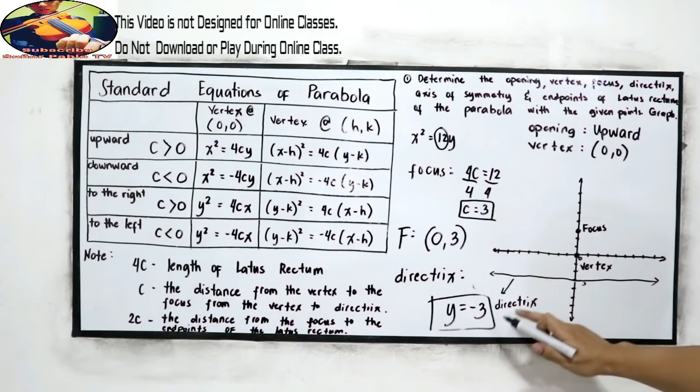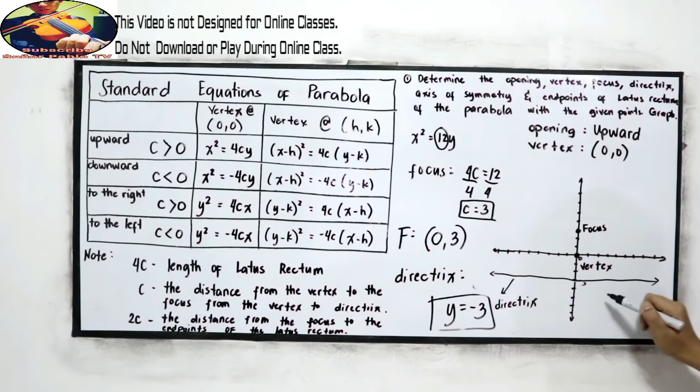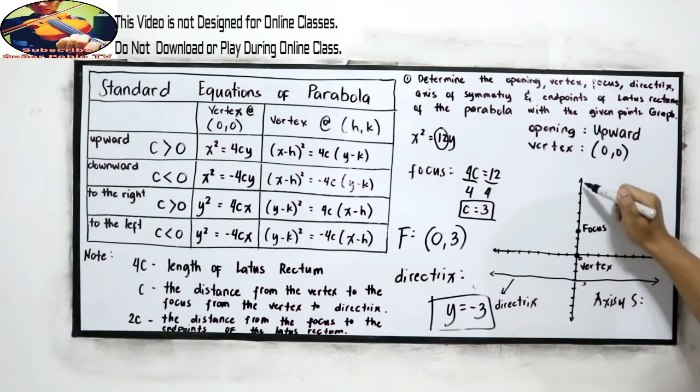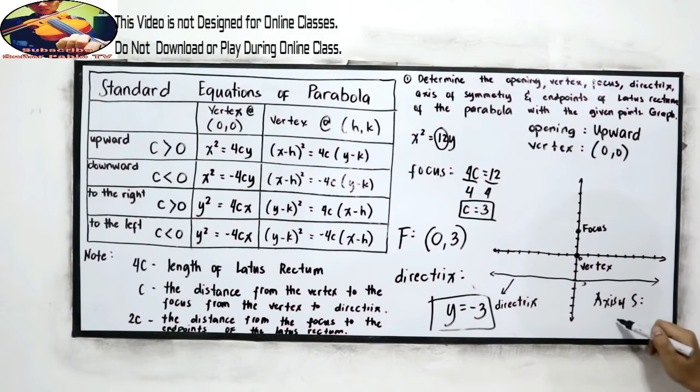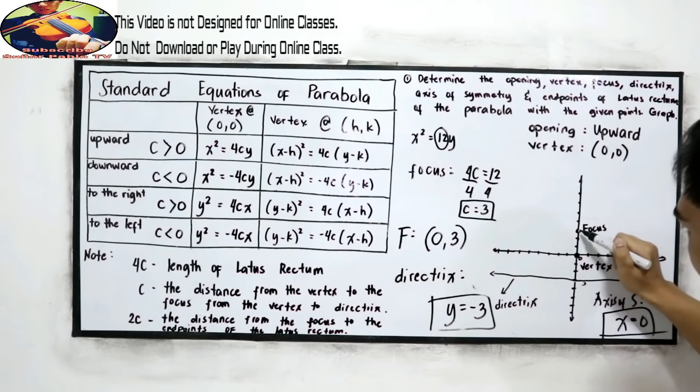Next, after getting the directrix, we're going to find the axis of symmetry. Axis of symmetry is perpendicular to the directrix. So it's here. Passes through the focus. So that is x, our value of x, that is 0. So it's here, along the x-axis.